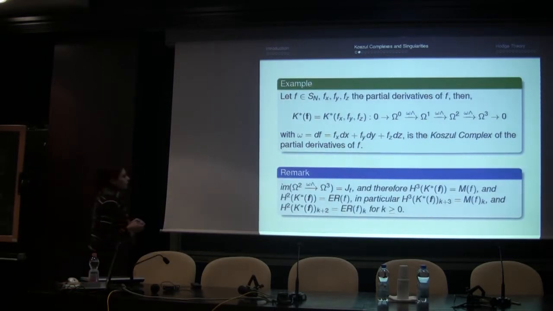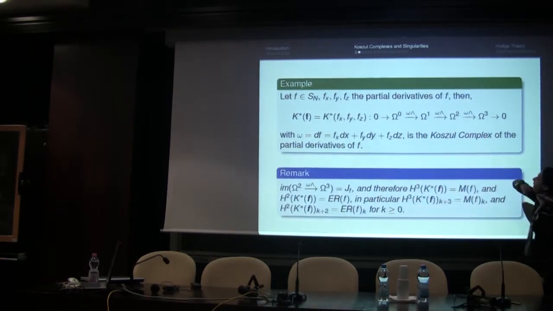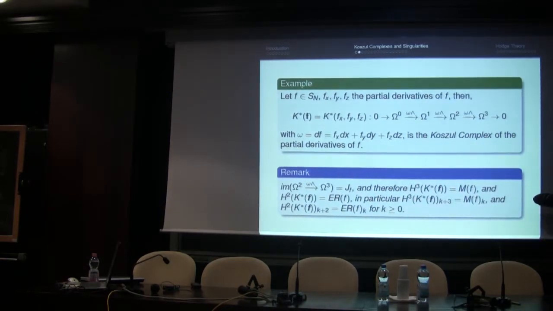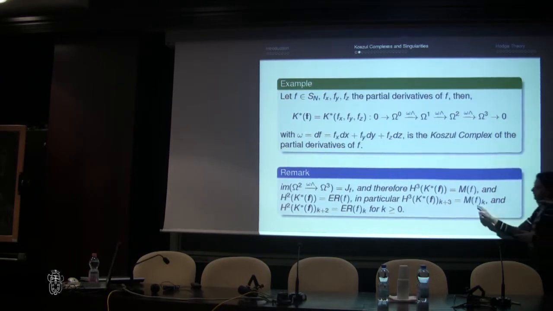Now, if we look at this map, we can compute the image, and we find the image is the Jacobian ideal. And the kernel of this will be S. So we see that H3 of K star is exactly the Milnor algebra up to a twist.